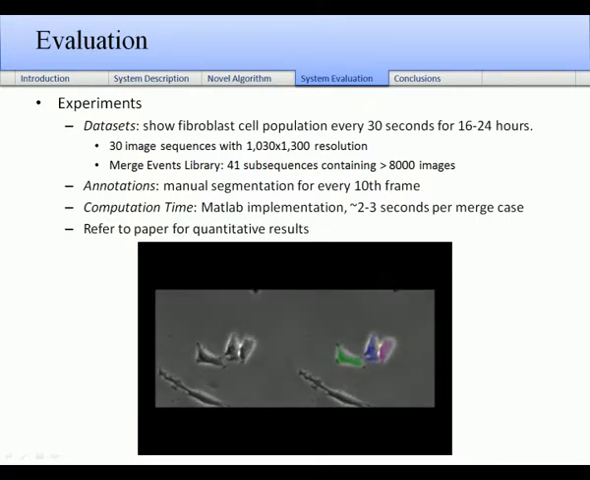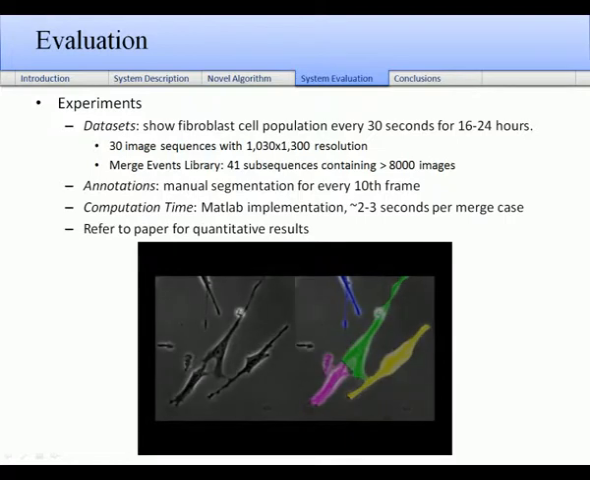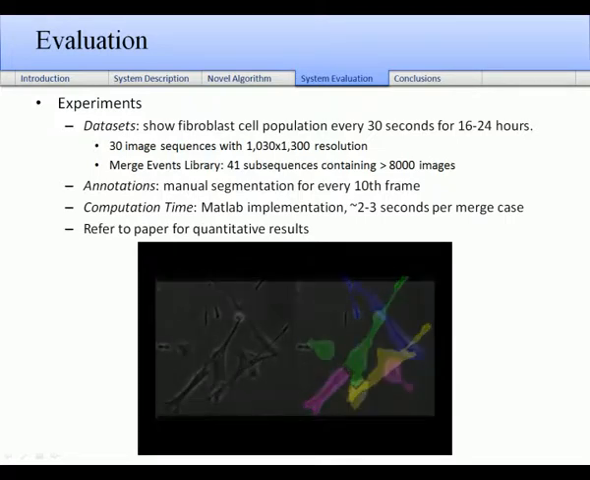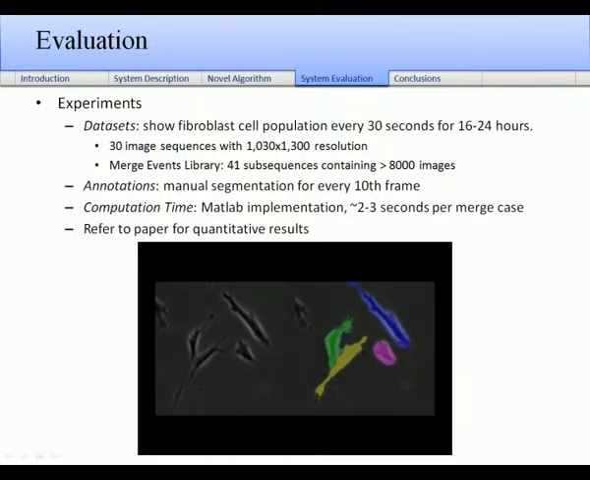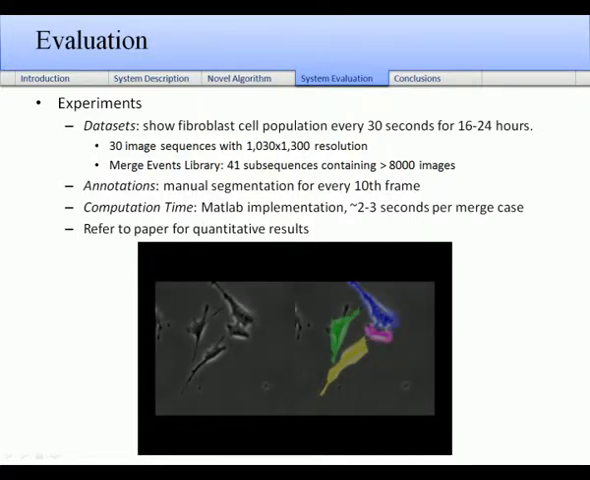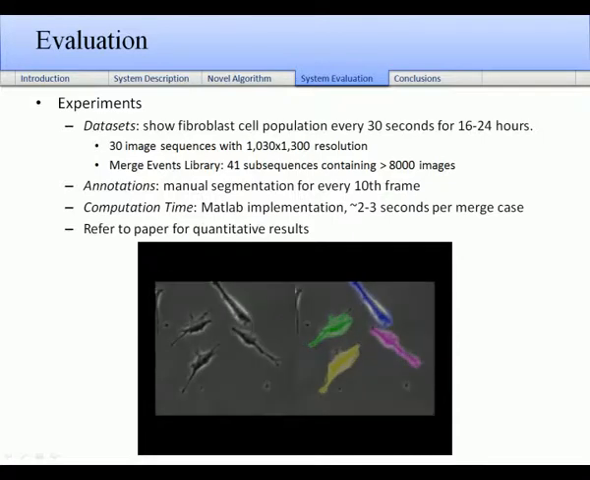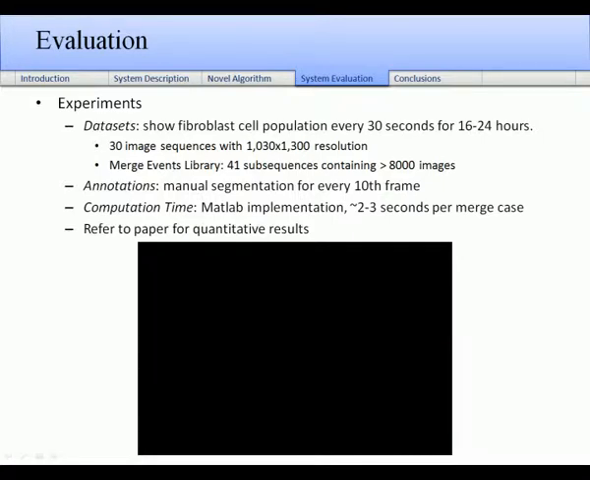Our data source included 41 subsequences containing cell collisions that lasted from 25 frames in duration to over 700 frames in duration. In comparing the segmentation results against annotations, we found our system maintained accurate recognition of cell boundaries across over 8,000 images. Our current MATLAB implementation can process each merge event in 2 to 3 seconds. We will be releasing the dataset and code soon.